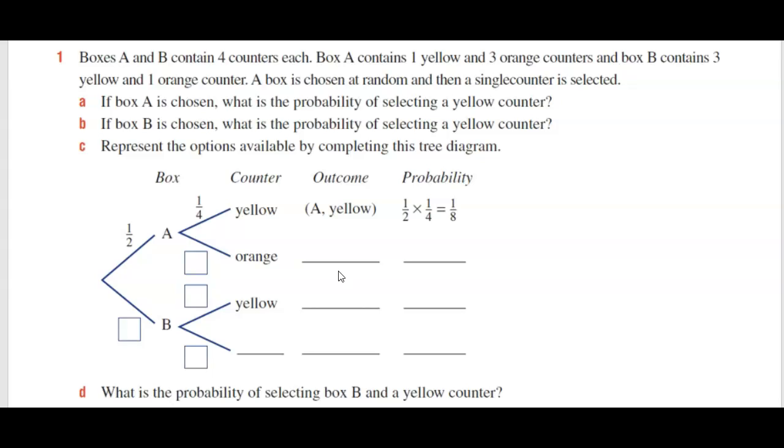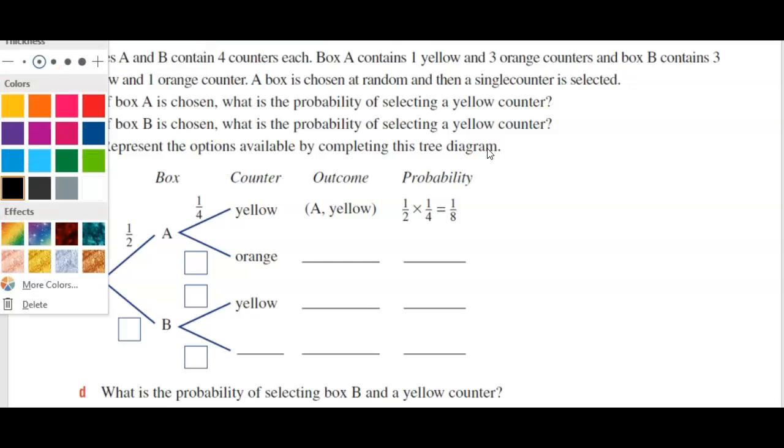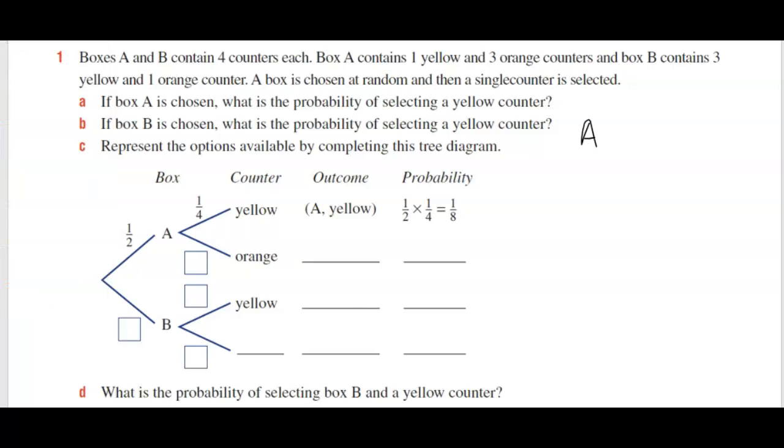So if we just look at box A, I might just write this over here. Okay, let's start again. So box A, we have 1 yellow and hopefully my orange doesn't look too much like the yellow, and 3 orange.